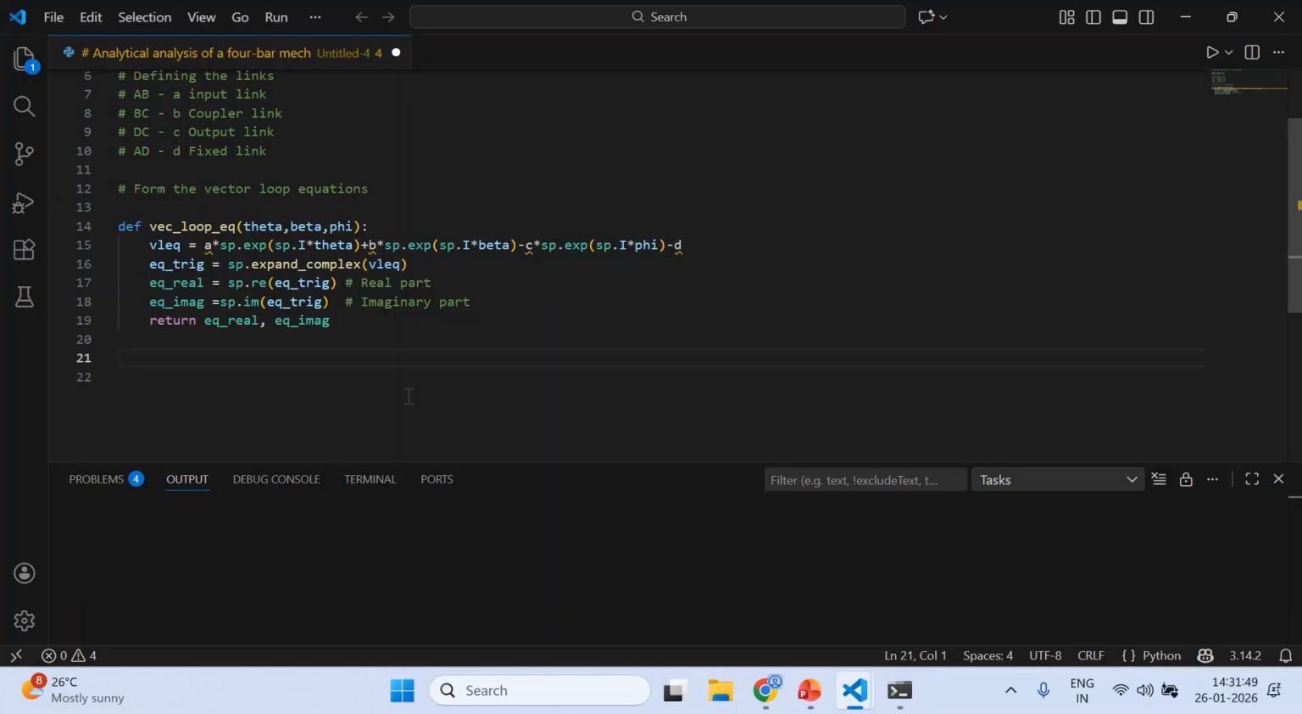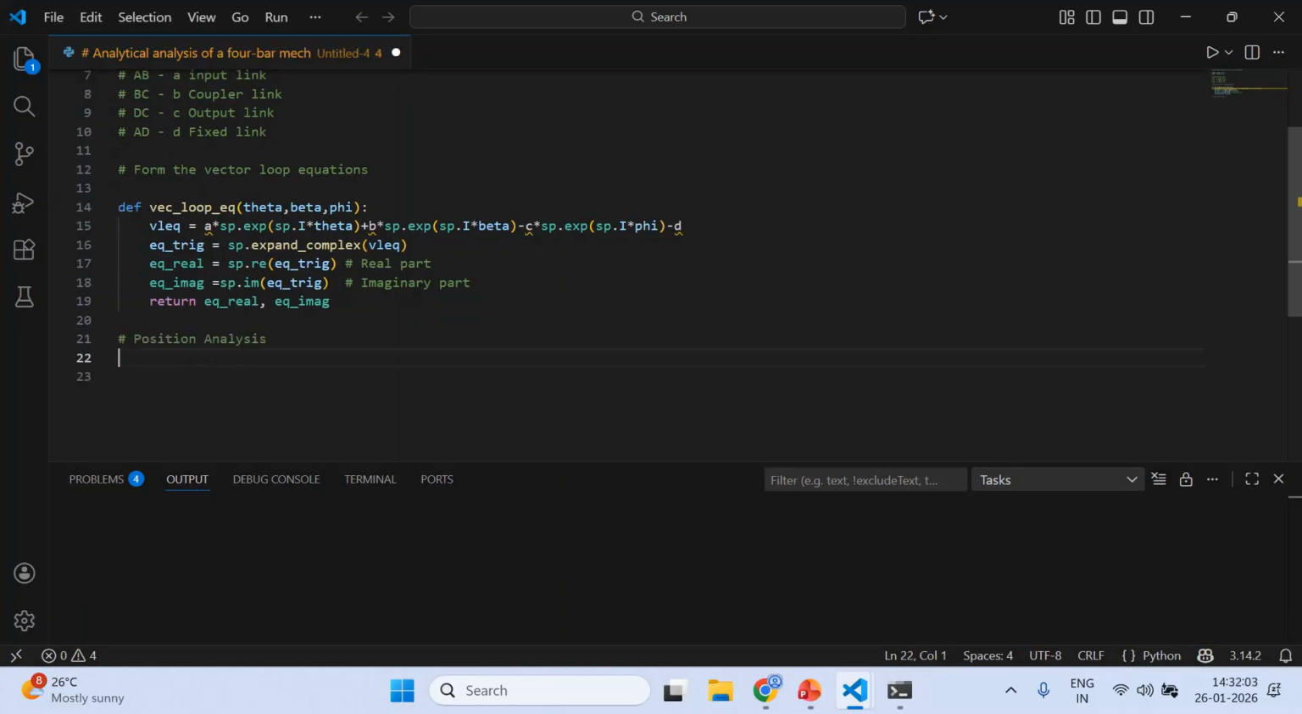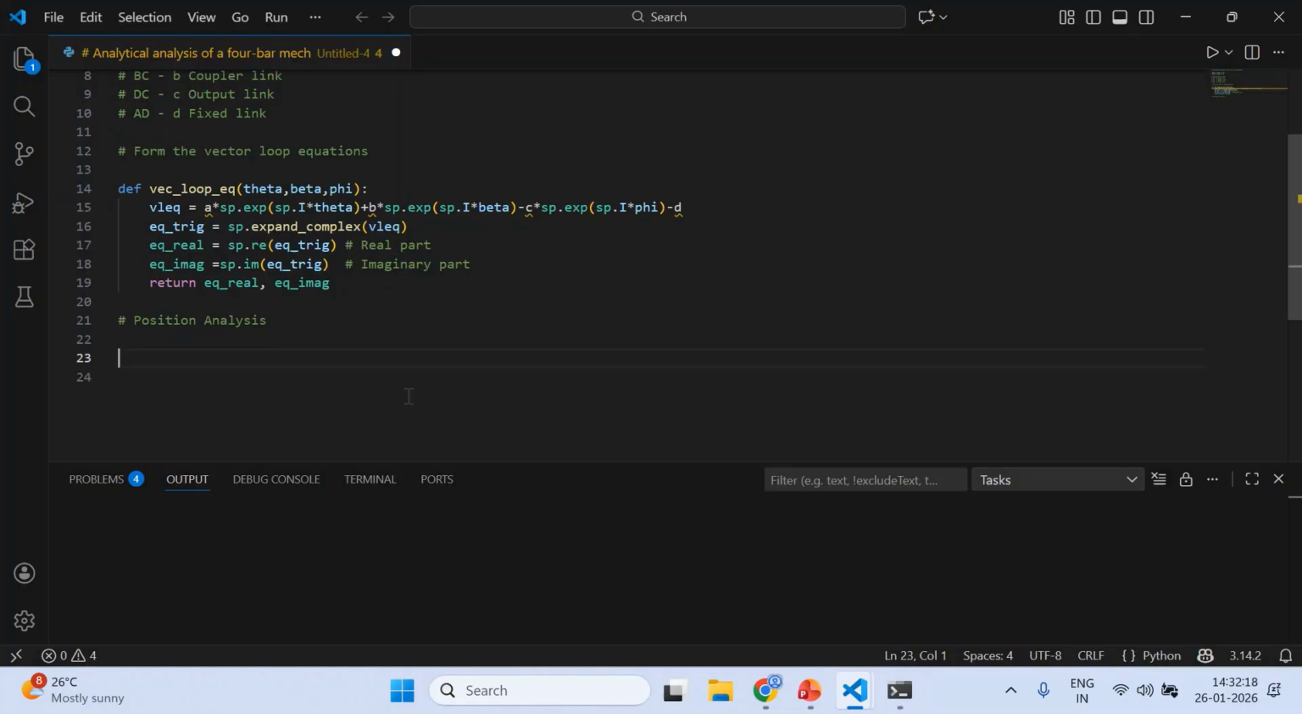So after we have formed our vector loop equations, let us start with the position analysis. When I say position analysis, we all know that I am talking about computing what? Computing the angles beta and phi when the input angle theta is provided to us. Now in the position analysis, what will we do?